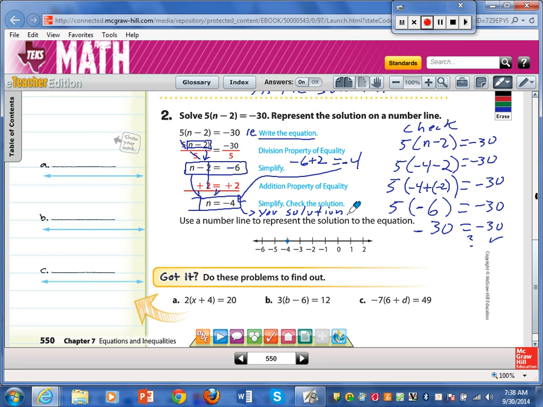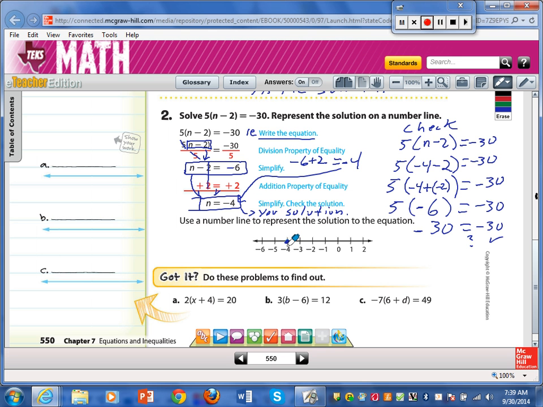Okay? Now, how do you use this? Use a number line to represent the solution to the equation. Well, you take your solution and you plot that first. Let's see, there's negative 4, and then all you have to do is write some numbers to the left and write some numbers to the right. Right now it doesn't seem very important, but when we get into inequalities, this will play a big role. Notice that we only have 1 point, and 1 point is the only solution that this equation has.